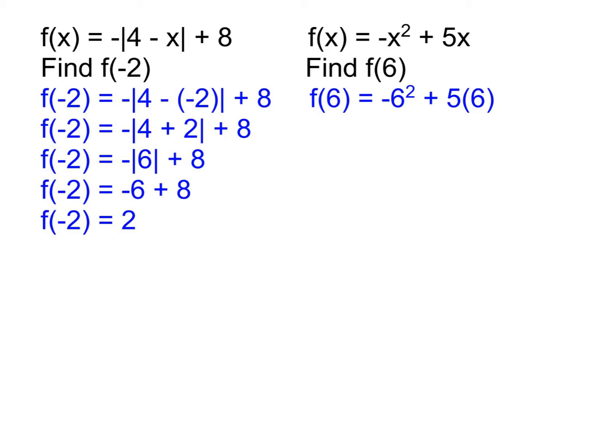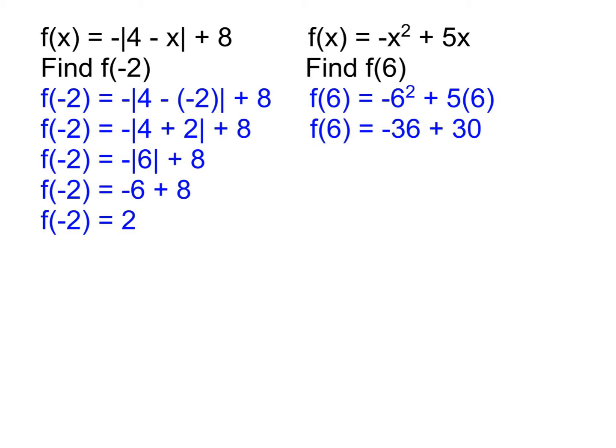I do not want parentheses around the negative 6. I don't want it to look like that. If you did want to include parentheses, you can, but it would only be around the 6, not with the negative, because the negative is sitting in front of the x squared. I'm going to have to square it before applying the negative. So let's go ahead and do that now.